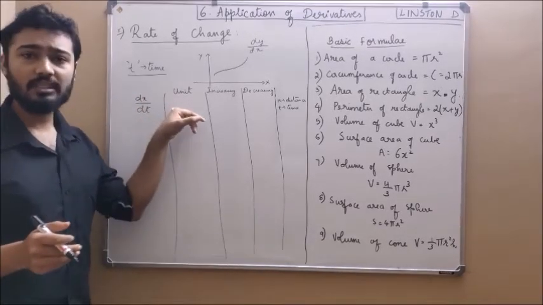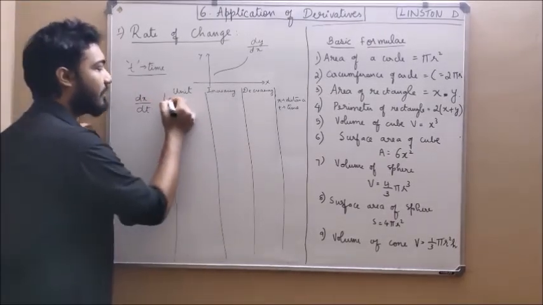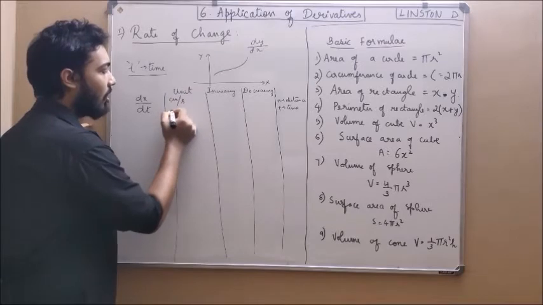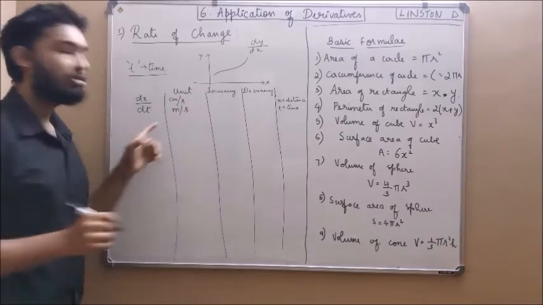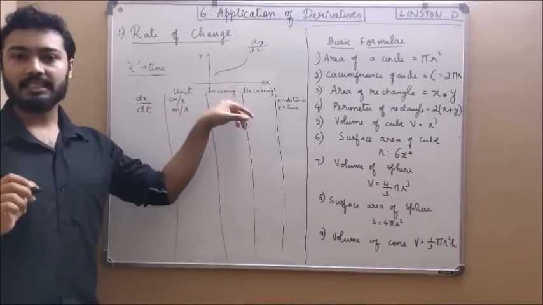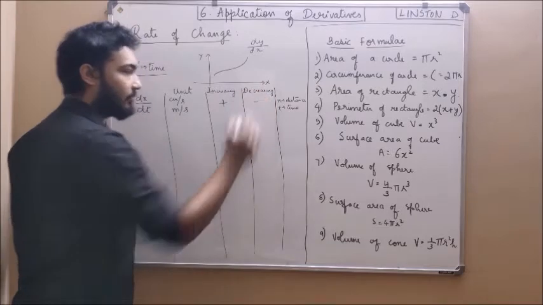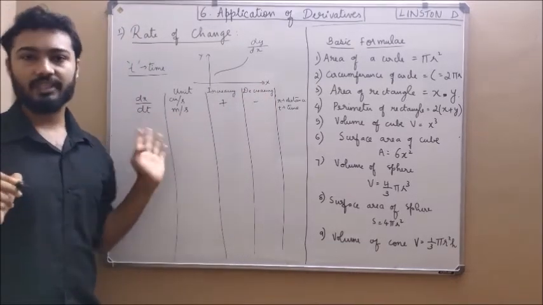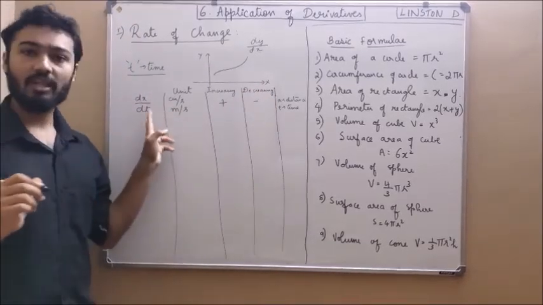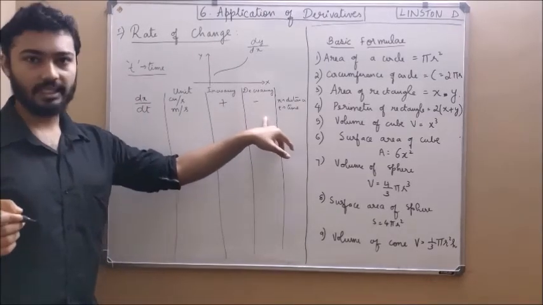Now dx by dt, rate of change of distance with respect to time. What is the unit of it? On the top the unit is centimeter, so centimeter per second or meter per second. So these are the units. Now in the question, if it is increasing it is positive, if it is decreasing it is negative. These things we need to know. If the velocity is increasing it will be positive, if the velocity is decreasing it will be negative.